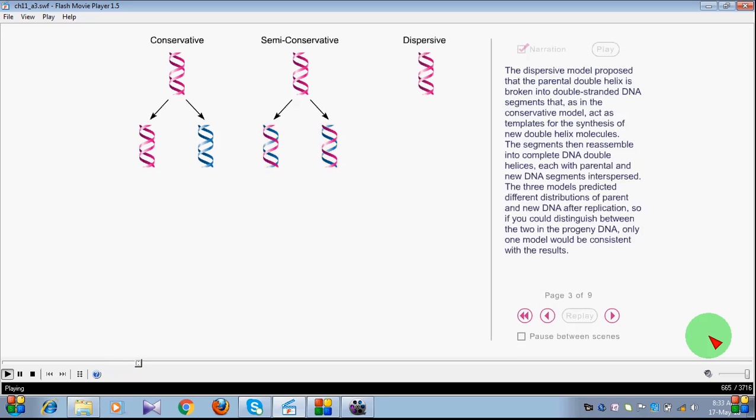The dispersive model proposed that the parental double helix is broken into double-stranded DNA segments that, as in the conservative model, act as templates for the synthesis of new double helix molecules. The segments then reassemble into complete DNA double helices, each with parental and new DNA segments interspersed. The three models predicted different distributions of parent and new DNA after replication, so if you could distinguish between the two in the progeny DNA, only one model would be consistent with the results.